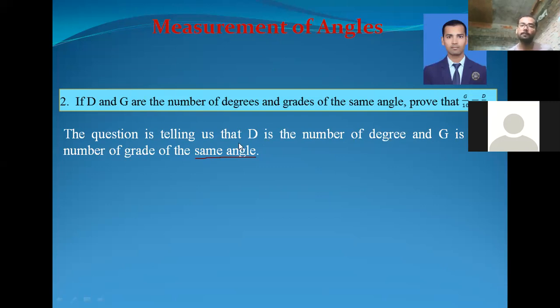That's why, if the measurement of the angle is given of the same angle, we can write G grade is equal to D degree, because G indicates grade and D indicates degree. That's why we can write G grade is equal to D degree because of the same angle, so they should be equal.